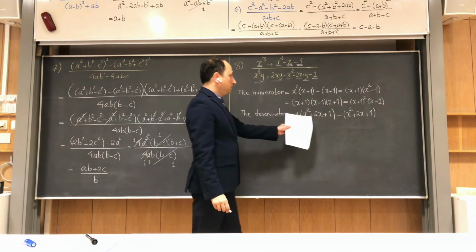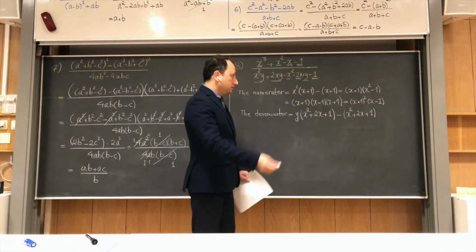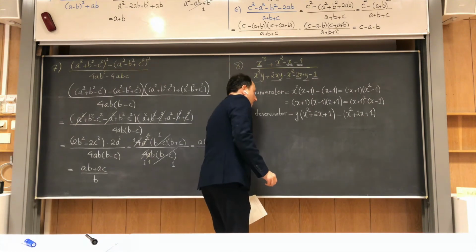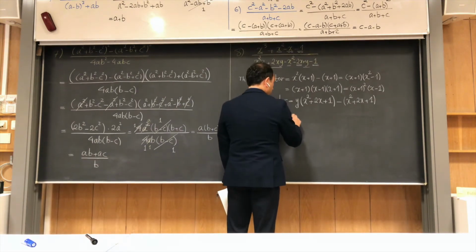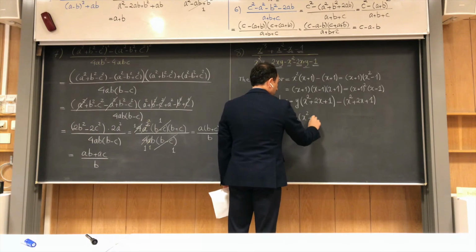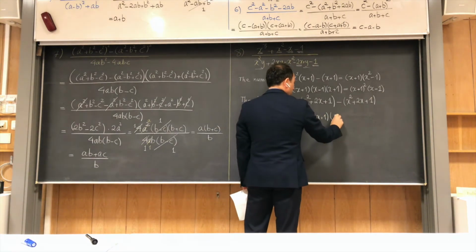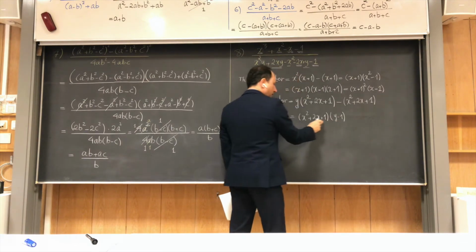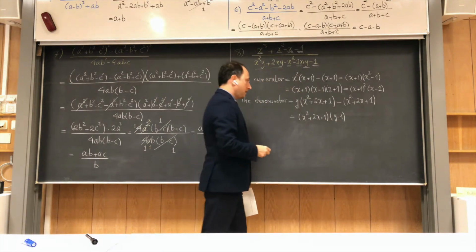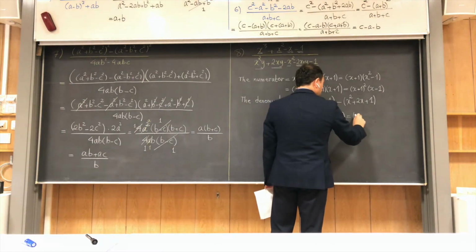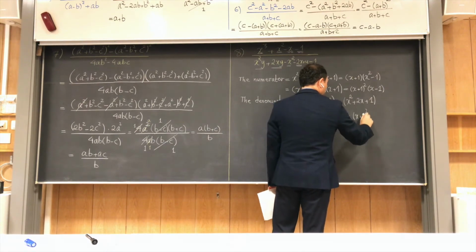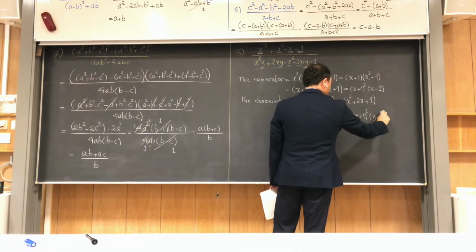Then I think that you immediately see that this is a common factor. I can pull it out. So then it becomes x squared plus 2x plus 1. And then I have y minus 1. But again, you immediately recognize this pattern. That's a quadratic pattern. So it becomes (x plus y) to the power of 2 times (y minus 1).